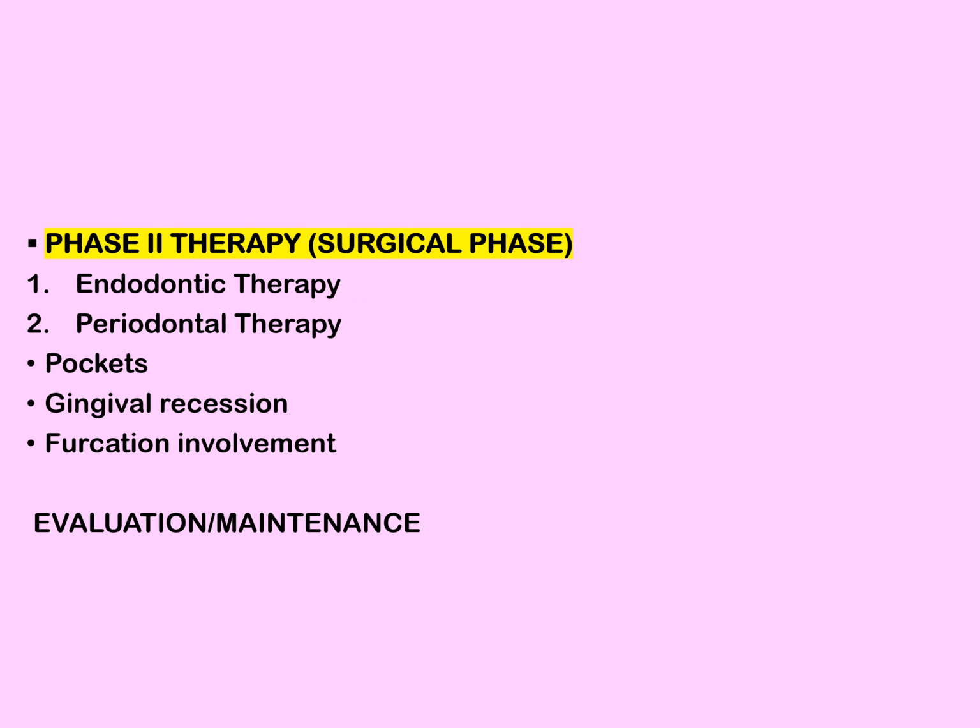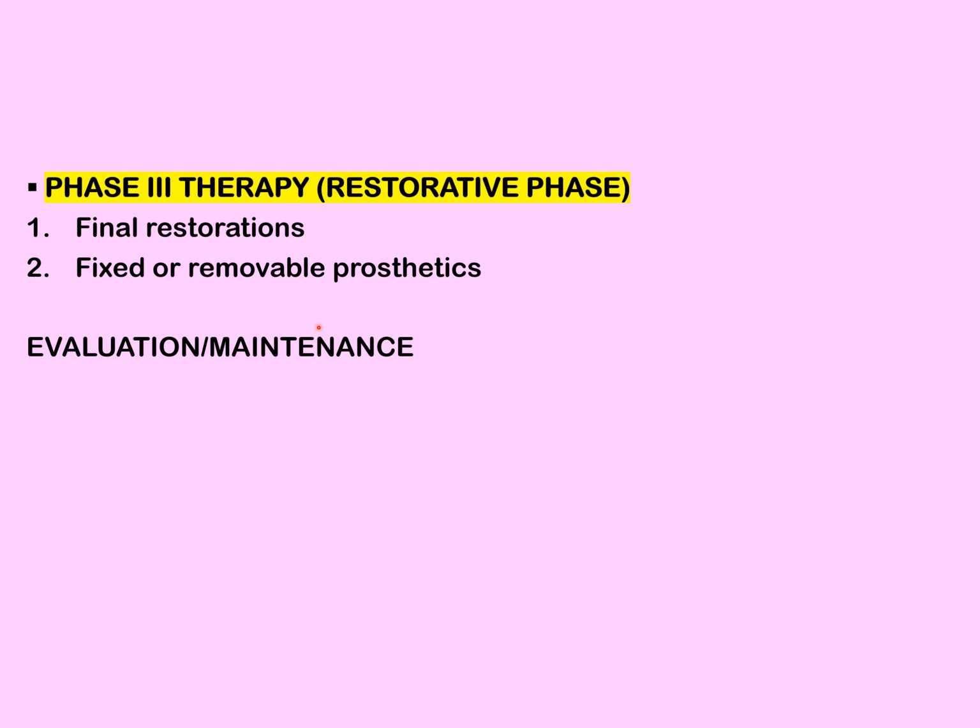Next is the surgical phase or the phase 2 therapy. In this, endodontic therapy is performed. Periodontal therapy for pockets, gingival recession, furcation involvement is performed, and then the patient is kept for maintenance. Next is the restorative phase or the phase 3 therapy. In this, final restorations are done and fixed or removable prostheses are given to the partially edentulous patients. After this, maintenance is done for the patients.